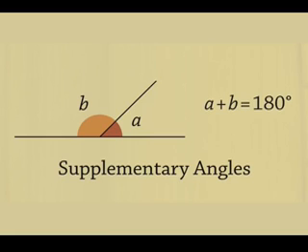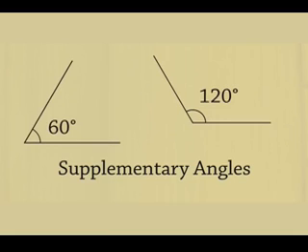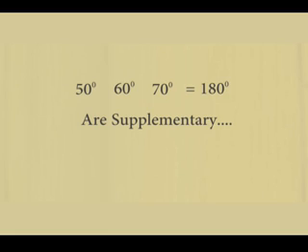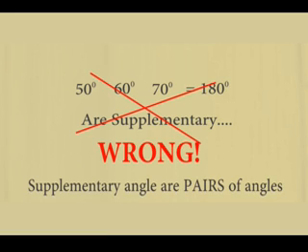And because of that, two angles need not be on a straight line for them to be called supplementary. For example, these two angles are supplementary because they add up to 180 degrees. So you'd say 50 degrees, 60 degrees, and 70 degrees are supplementary angles, right? Wrong. Supplementary angles are a pair. They must be two angles and not more than that.